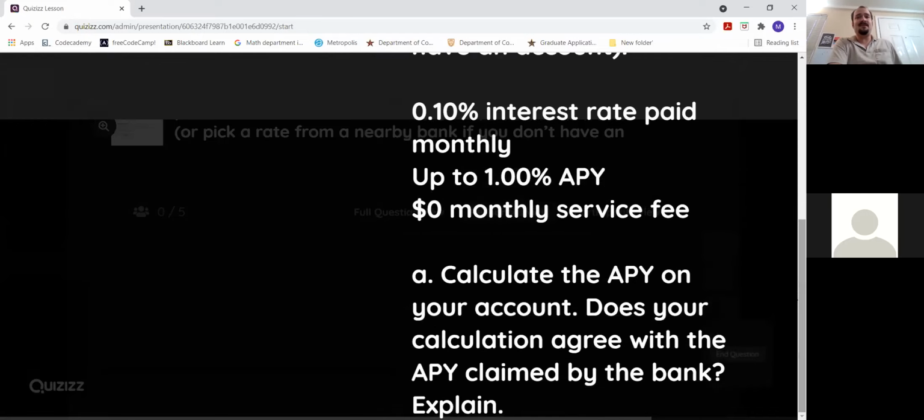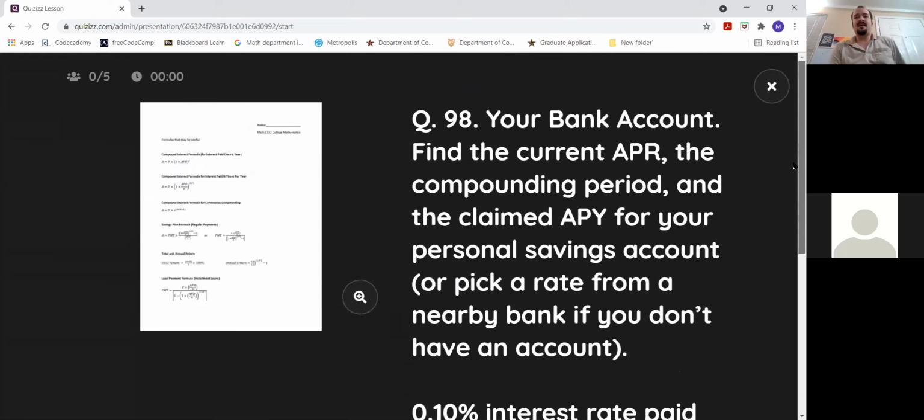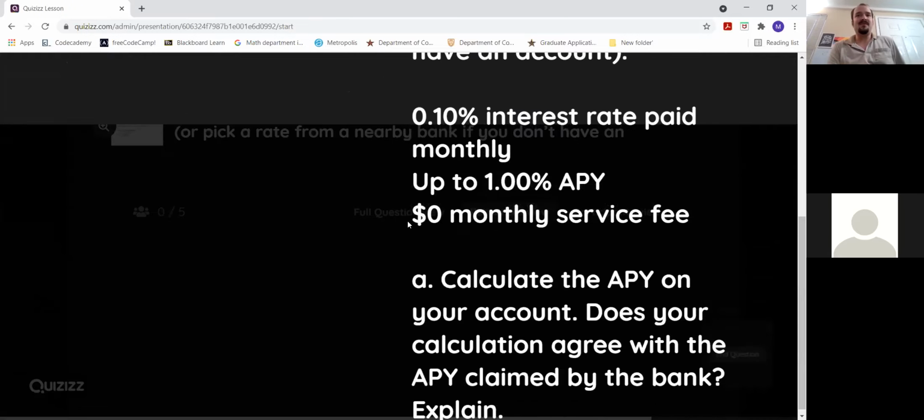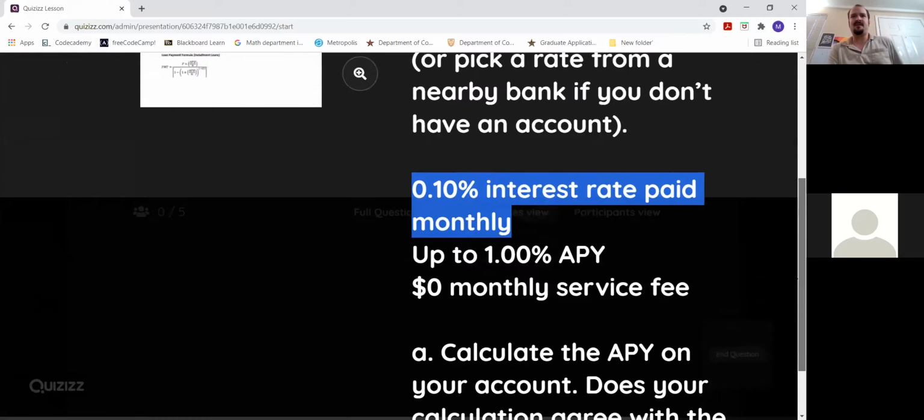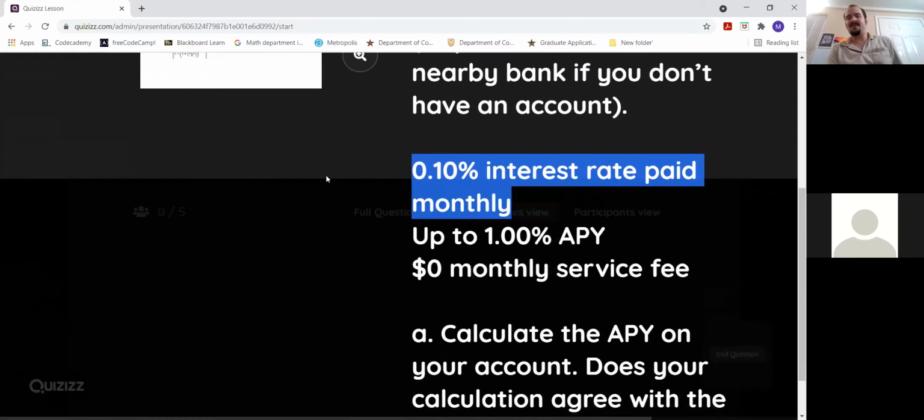So what I did is I went to my credit union and I looked up this ad that they have. They had some words that were small, but these were the words that were in bold. They had 3 different claims. They said all our savings accounts have these qualities. And so the first thing they told me was 0.10% interest rate paid monthly.